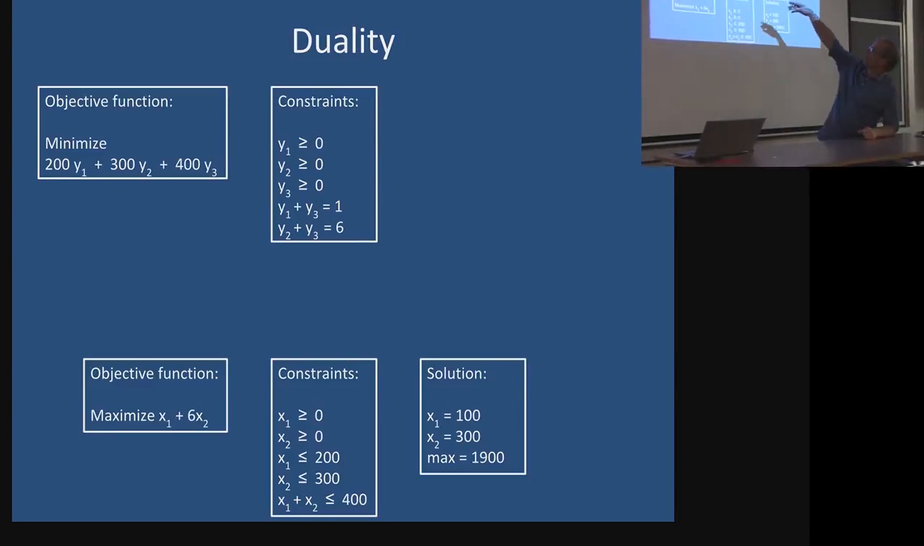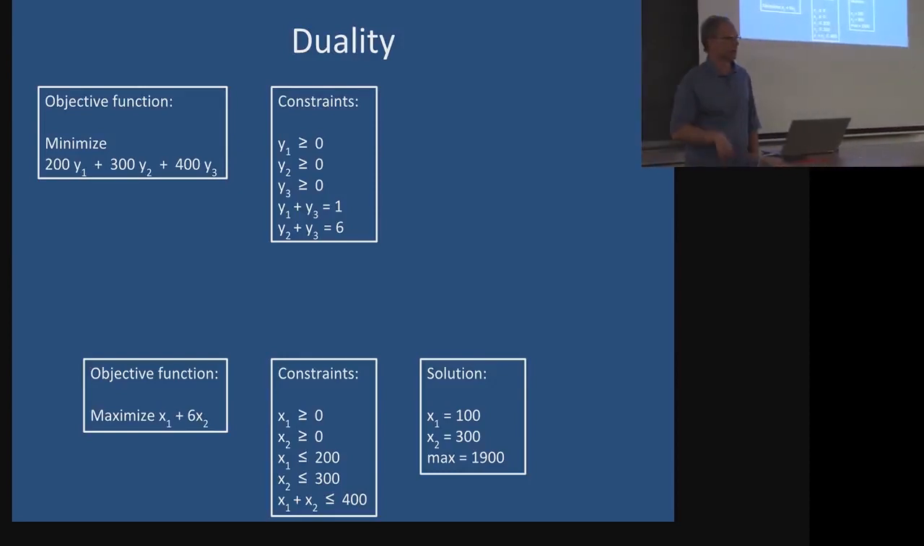We know what we want the coefficients to add up to. We need to make the coefficients look like the objective function. So anyway, that becomes our program. And so if we solve that program, we can get 1900 as the minimum value.